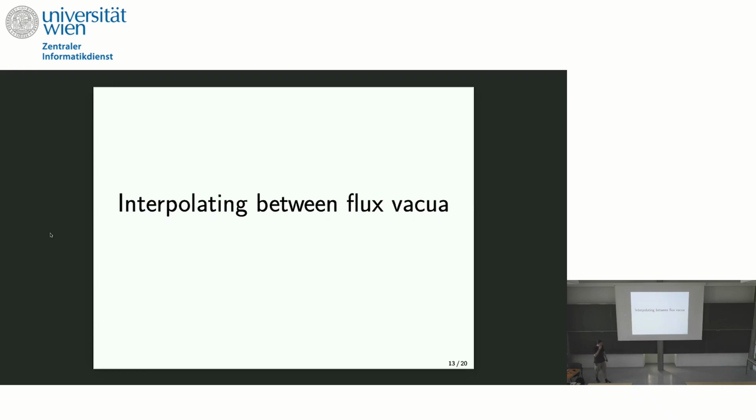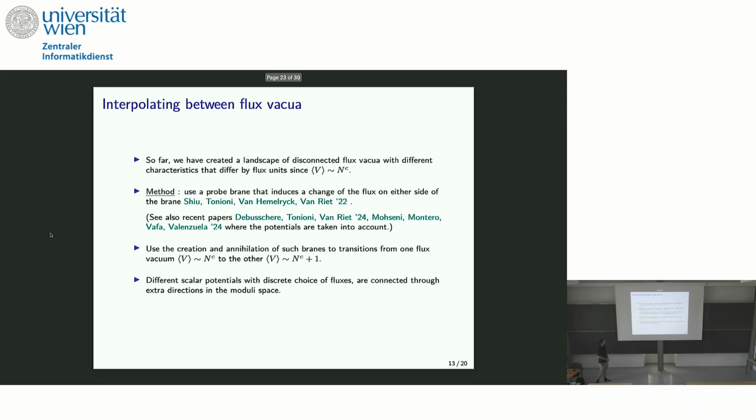So, as I said in the beginning, the motivation was to test the distance conjecture in anisotropic vacua. And we have to find a method to do this. We will use the method proposed by this group of people here, where they employ a probe brane that induces a charge of a flux on either side of the brane. We will see what that means.